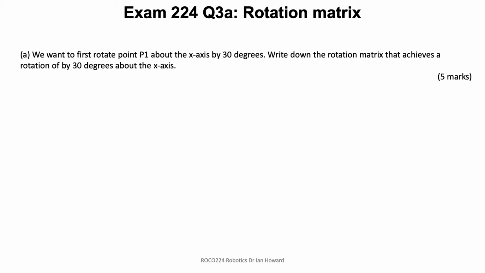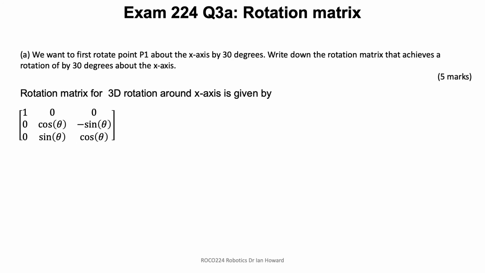First of all, it's asking us to write down the rotation matrix which achieves a rotation of 30 degrees about the x-axis. What you have to do is just look up in the list of formulae that you normally get provided with, and you'll see that the x-axis rotation matrix is given as follows. We can tell that this is the x-axis one since it's not going to affect the x components. As you can see, it's got a 1 here. This multiplies against the x.